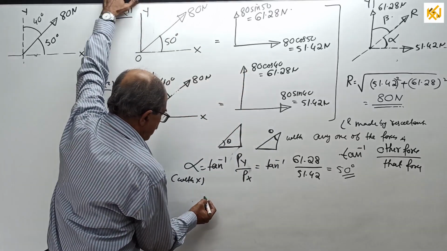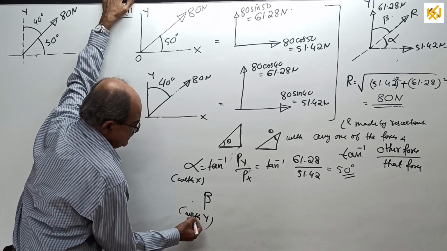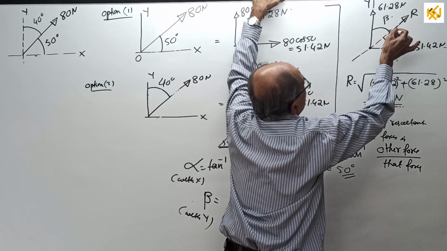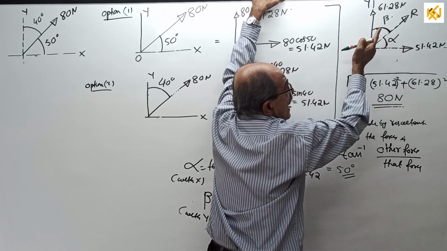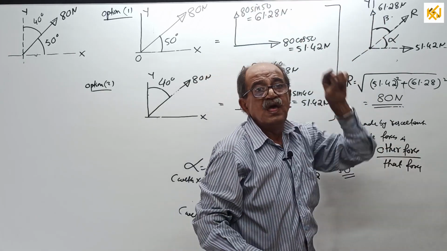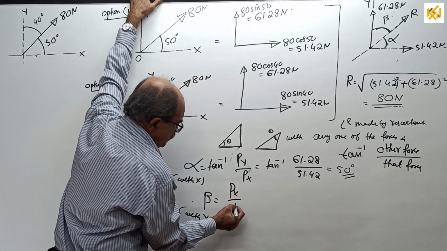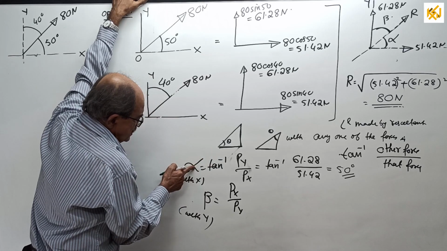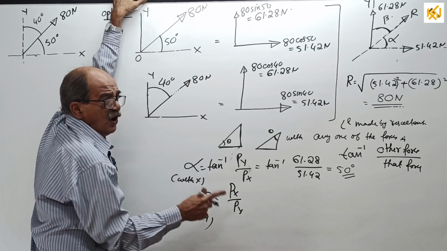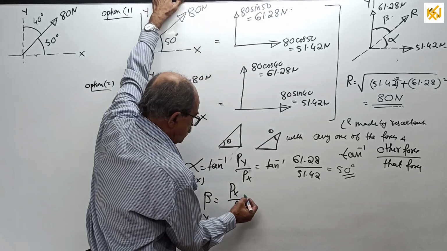And same way, beta, that is with what? With the y direction. I am taking beta as the angle made by the resultant with the y direction. So my angle is with the y. So tan of that angle equals the other force. So what is the formula here? It is force in x by force in y. You can remember, if the angle is with x, it is y by x. If the angle is with y, it is x by y. Or in general, it is always the other force by this force. So equal to tan inverse.